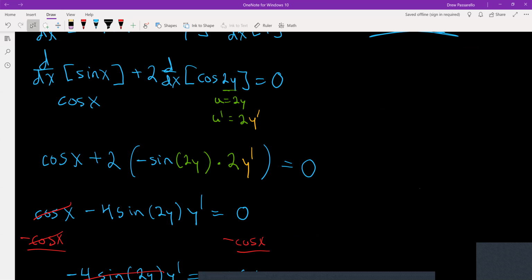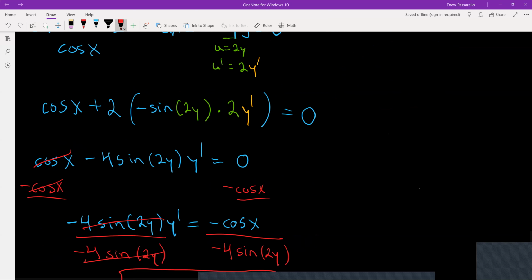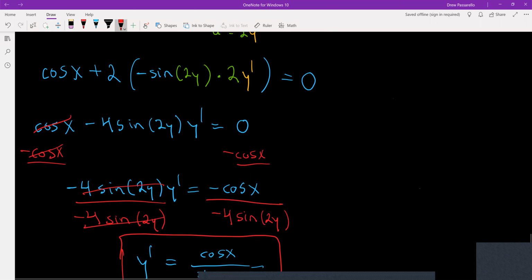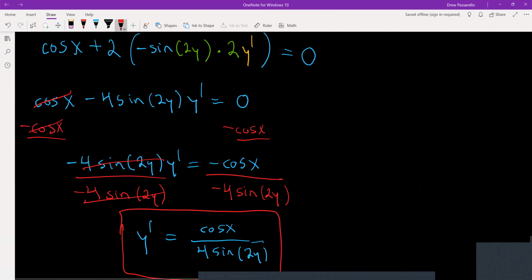All right, then from there, it's just simplifying. I combine 2 times 2 to make 4. So then I have cosine x minus 4 sine of 2y, and I put the parentheses just to be extra careful because the y prime is not part of the sine function. Then you just get y prime by itself. So I subtracted cosine x from both sides, and then I divided by the negative 4 sine of 2y. So that would be the answer, cosine x over 4 sine of 2y.